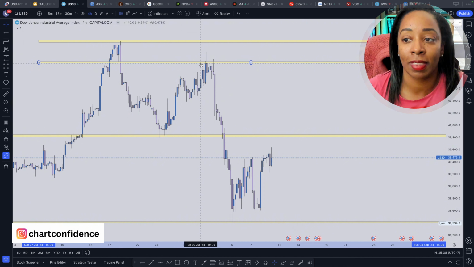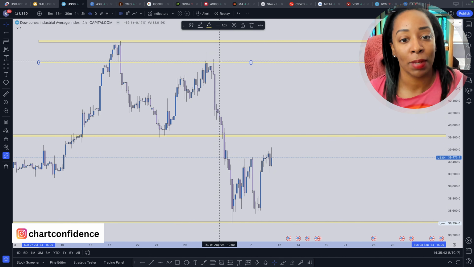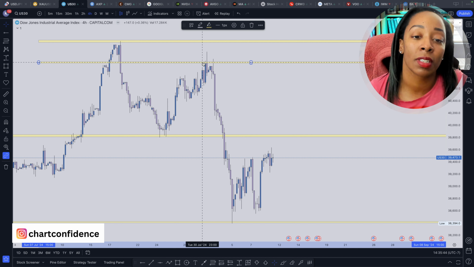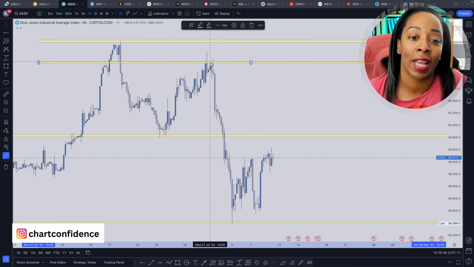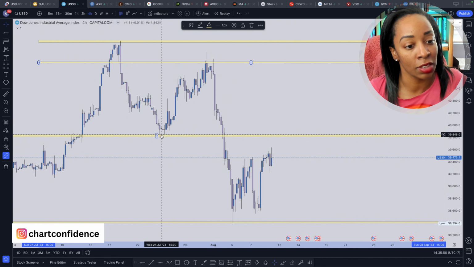So it's 41,016, so roughly 41,000 flat, mainly because we have a resistance level here, and we have a really big rejection here. That is looking good. This is still looking good.